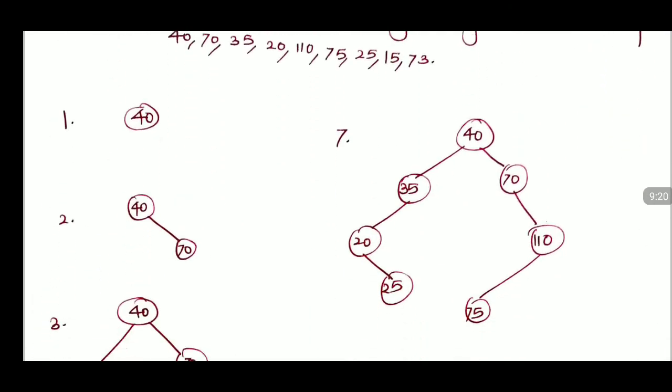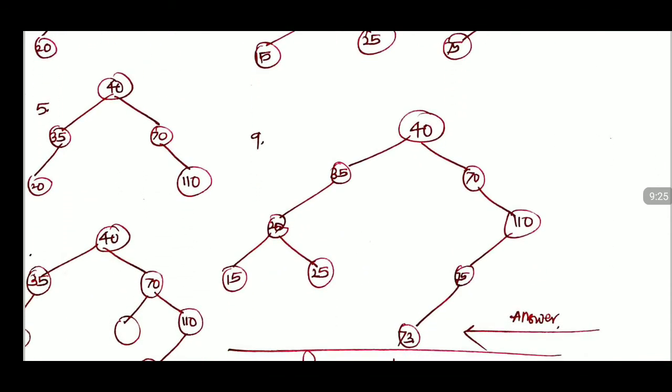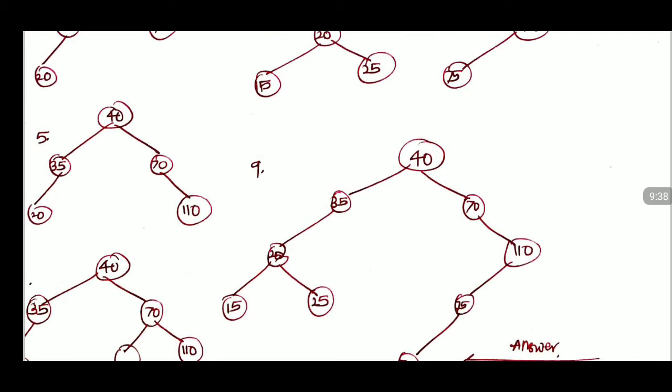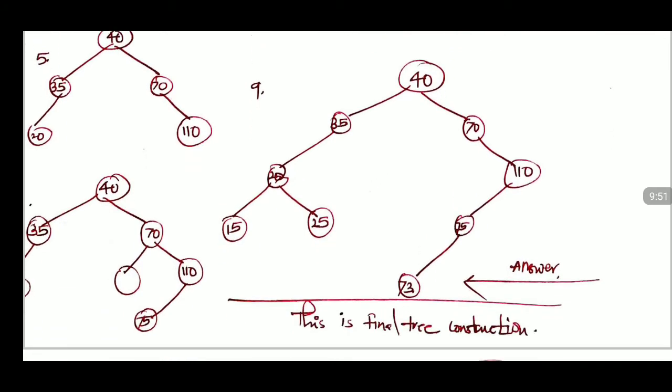Next element we'll be trying is 15. Now we'll compare 15 with 40. It is less than 40. Then we'll go to the 35. It is again less than 35. We'll go to the next, that is 20. But here 15 is less than 20, and left part of 20 is empty, so we entered 15 into the left part of 20.